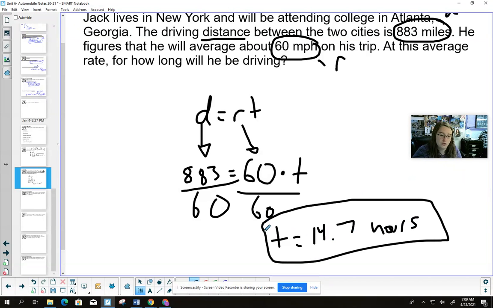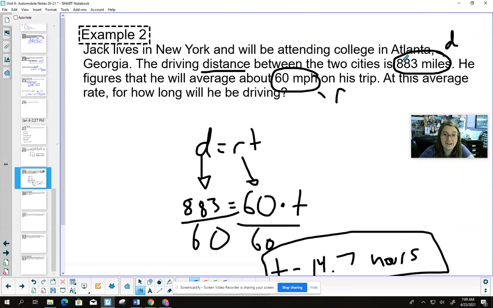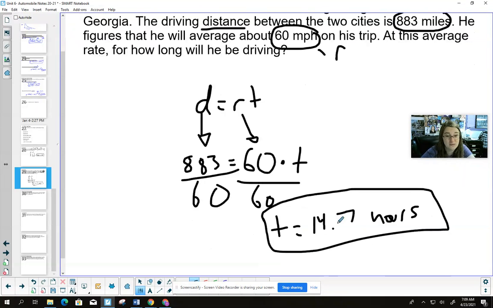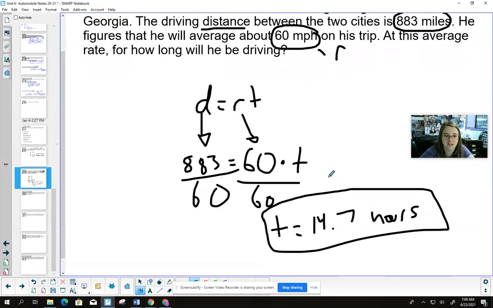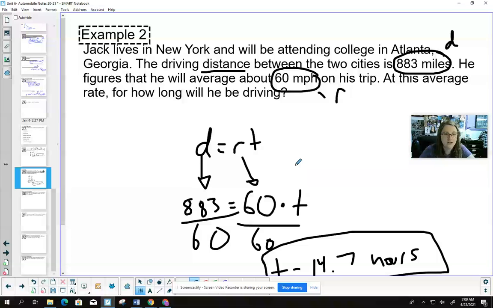Again, you're not going to need to put units in Canvas, but it is important to understand what your answer represents to see if it makes sense. Because that's about right. 883 miles, 14 hours, yeah. From New York to Georgia, it's kind of a long distance. If you multiplied, you would get a massive number, and that would make no sense either. It's not going to take that long, right?